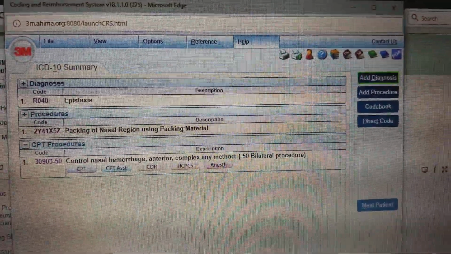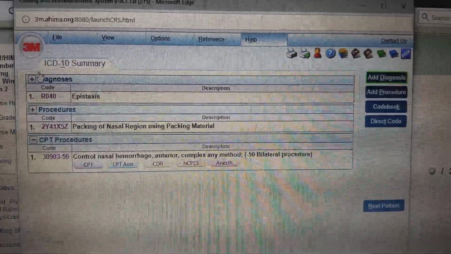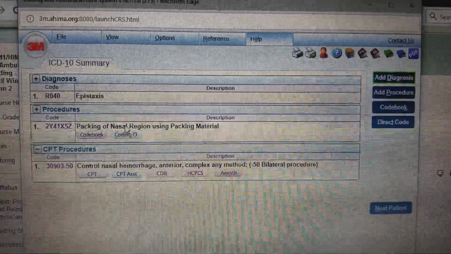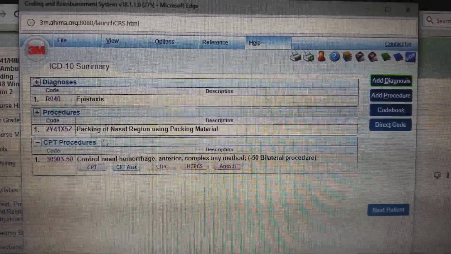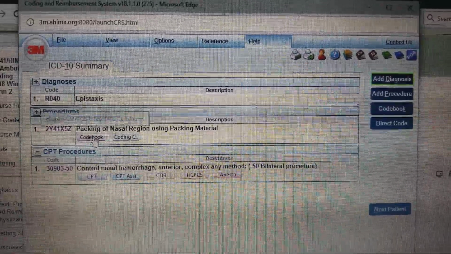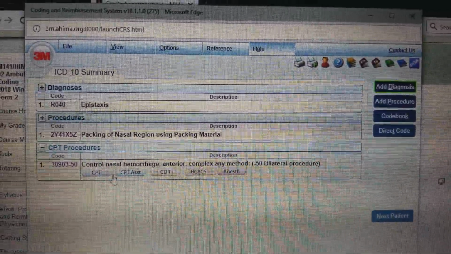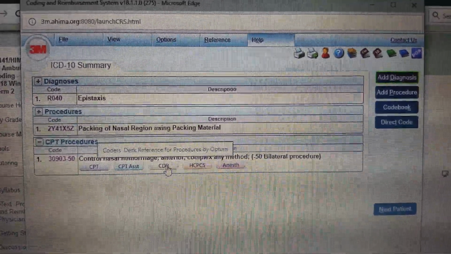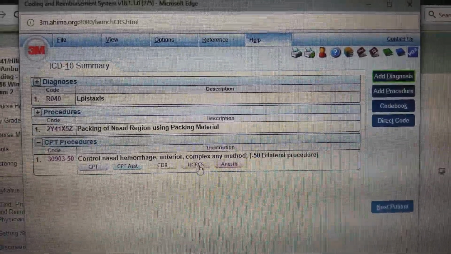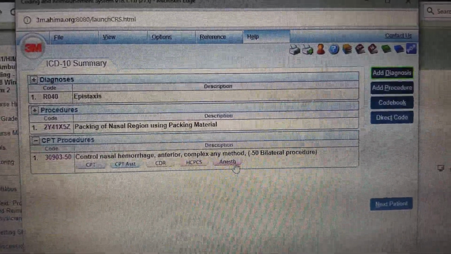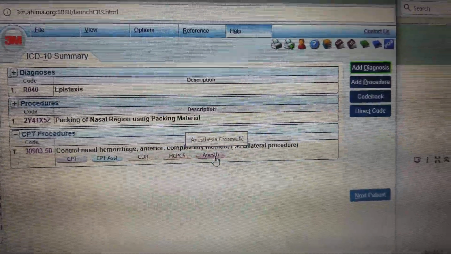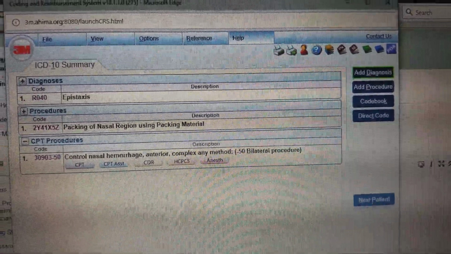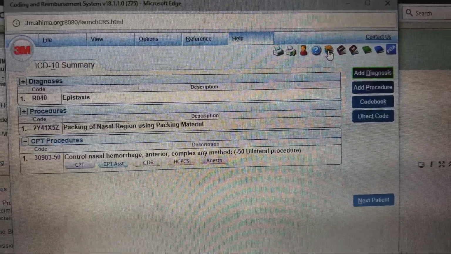Your encoder does not give you the point that is actually necessary. So make sure you're putting in your points. But here are your three codes: your ICD-10 diagnosis code, your ICD-10 PCS code, and your CPT code. And if you hover over each one, you're able to click on the code book or the coding clinic, and down here you can click on your code book, your CPT assistant, coder's desk reference for procedures by Optum, HCPCS codes, or anesthesia crosswalk. So your code book is actually, the encoder is very neat, and you can then go to your next patient.